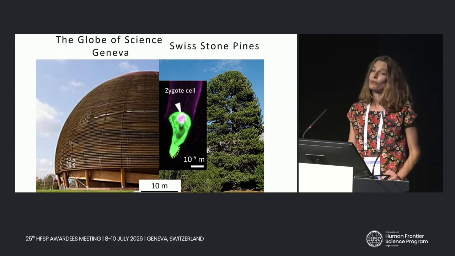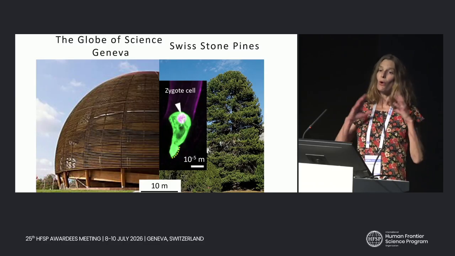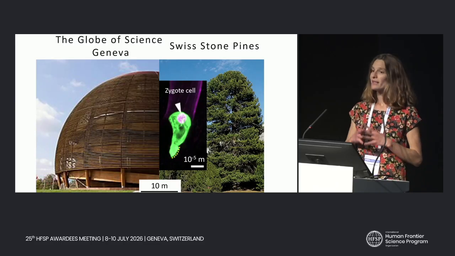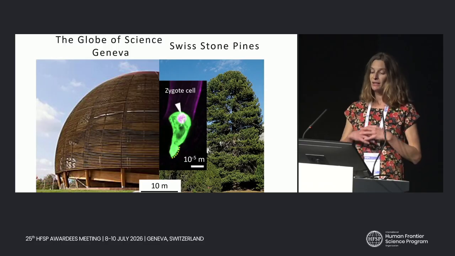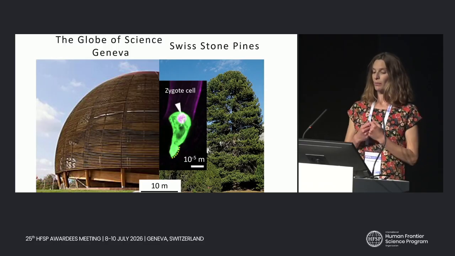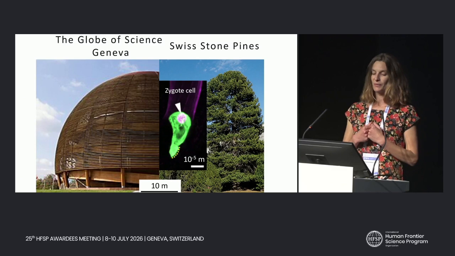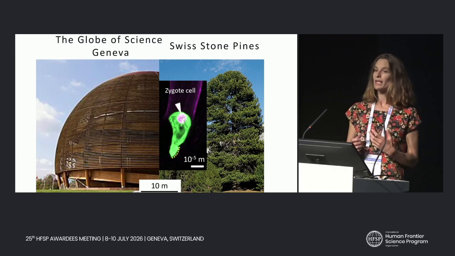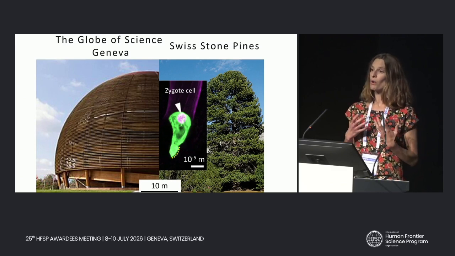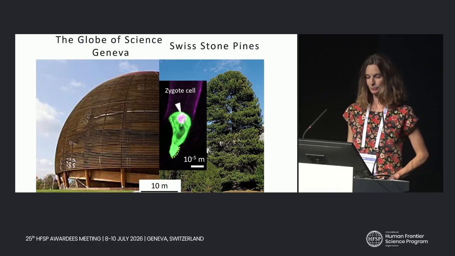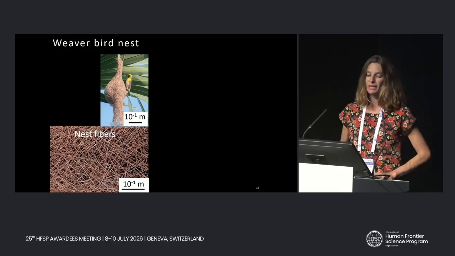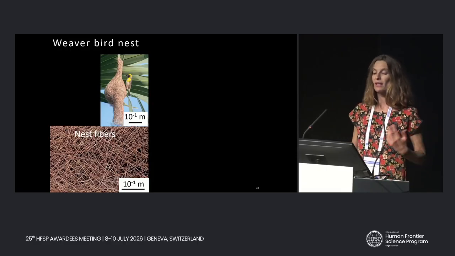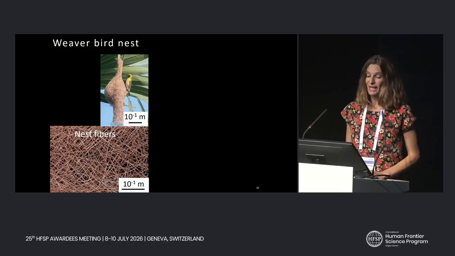So we address that question not by looking at the whole organism, but by simplifying the system and looking at a single cell. It's going to be easier to tweak the parameters if we work at the single cell level. So now let me give you another structure example in nature. This is the weaver bird nest.